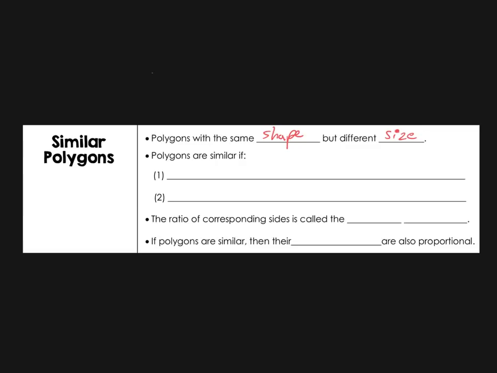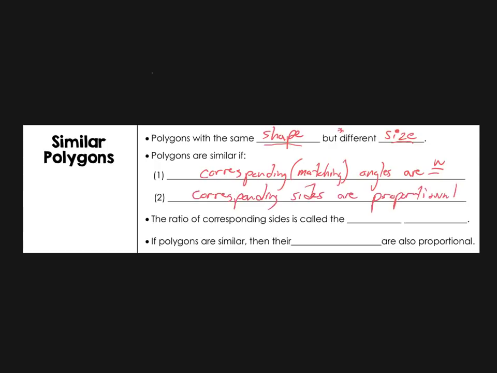So getting into your notes, polygons with the same shape, but different size. Polygons are similar if two things are happening. First, as I said in the front, the corresponding angles, the top left angle and the top right angle, match up. They are congruent. They're identical. And number two, the corresponding sides are proportional. And we just spent a bunch of time discussing ratios and proportionality.